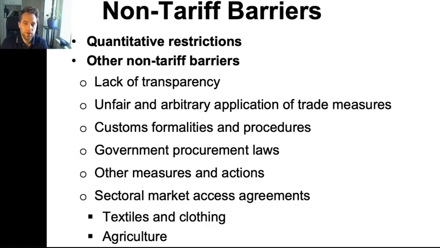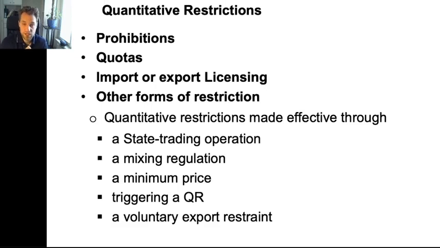Today we'll talk about non-tariff barriers, first and foremost quantitative restrictions, but also other non-tariff barriers, among them in particular lack of transparency by state, overly complex customs formalities and procedures at the border, government procurement laws and their impact on free trade, and also two specific product categories where in particular richer states were and are still keen on protecting their domestic producers, textiles and clothing, and agriculture. Without further ado, let's get started.